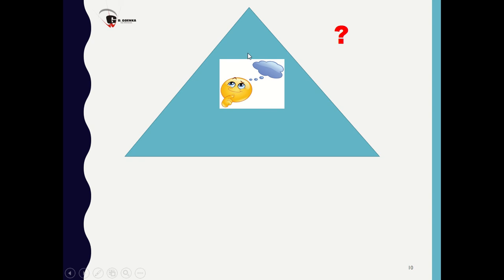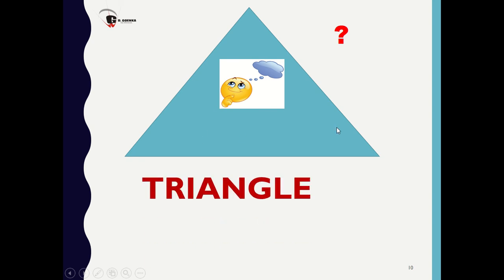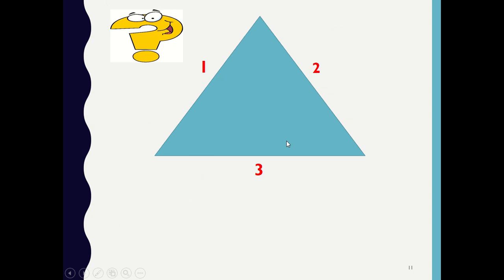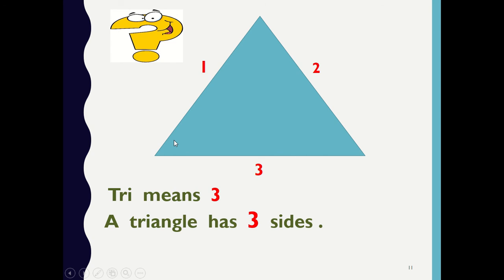So children, what is this? Yes, which shape is this? Triangle. So tri means 3. You can see it has only 3 sides. So tri means 3. A triangle has 3 sides, 1, 2 and 3. And a triangle has 3 corners, 1, 2 and 3 corners.